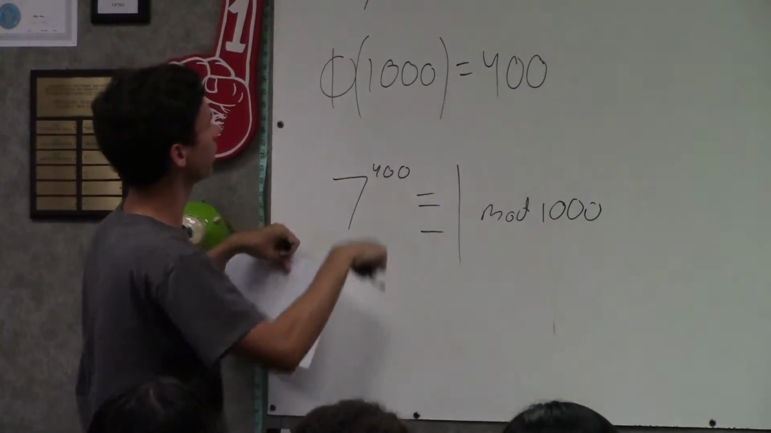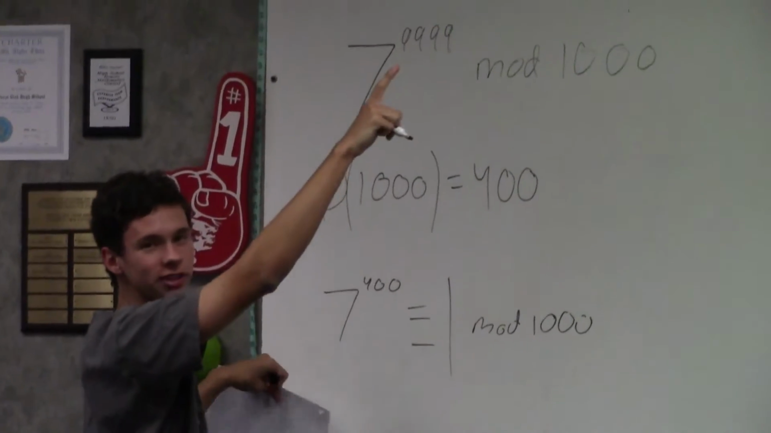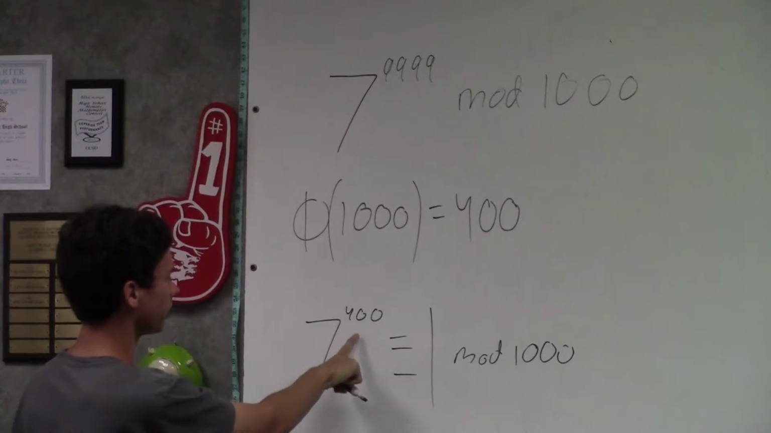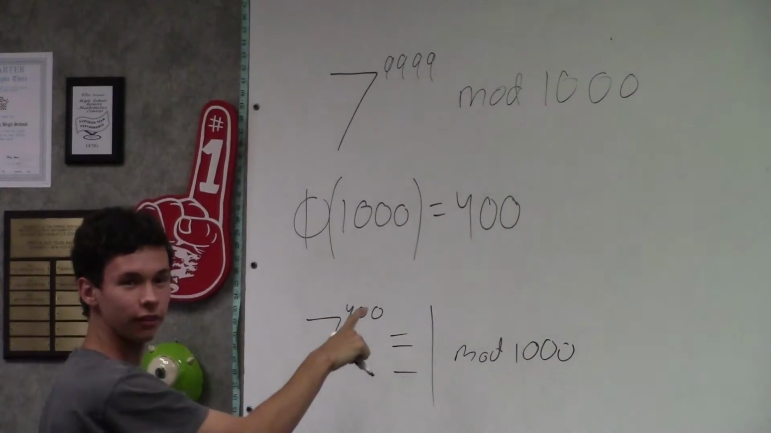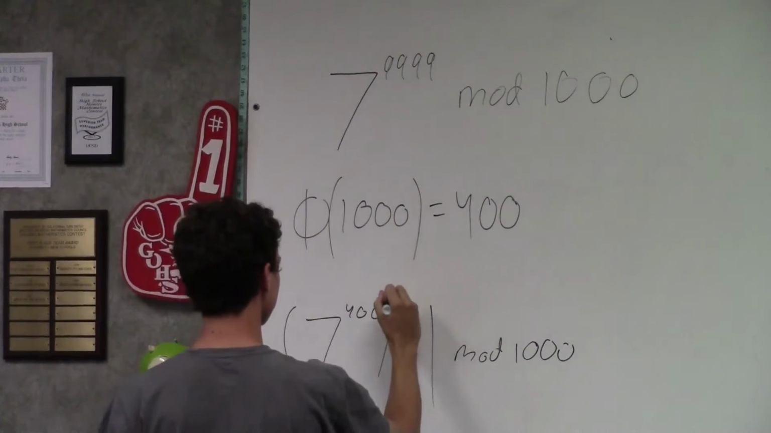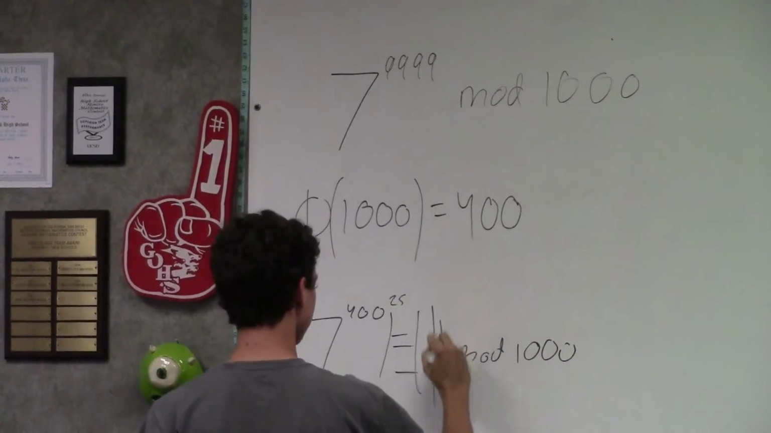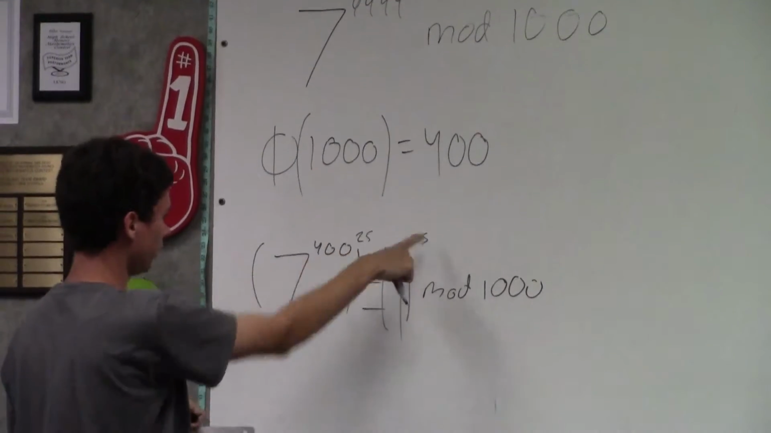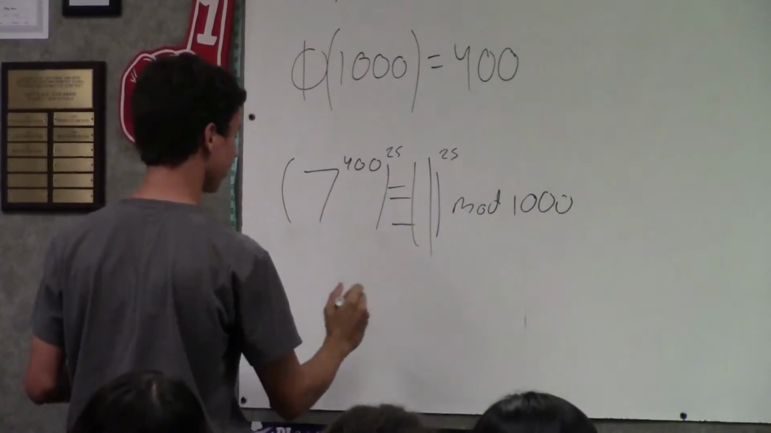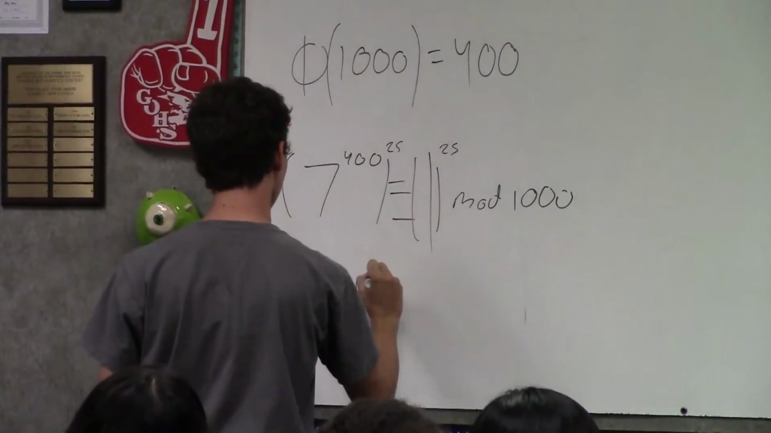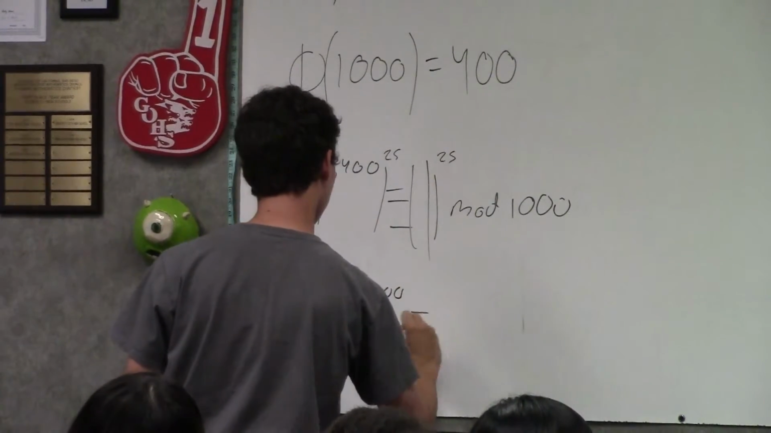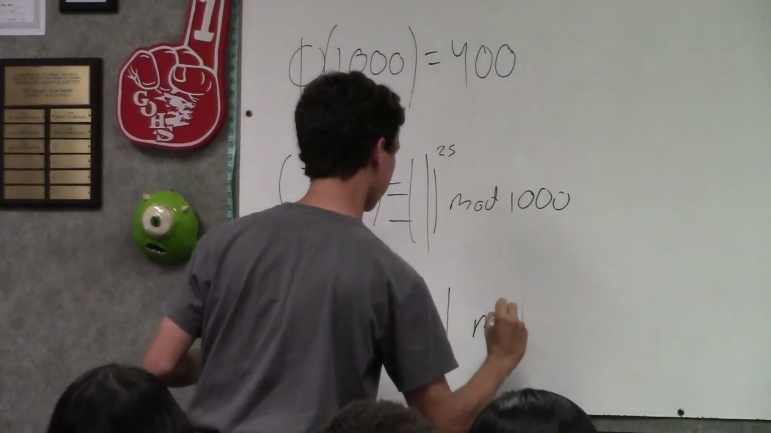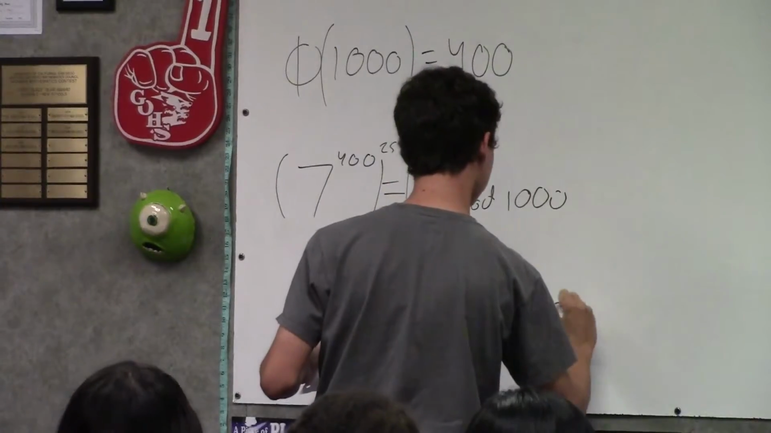We know that 9999 is almost 10,000. So what we can do is multiply 400 by 25, and basically raise this to the 25th, which means we raise the right side to the 25th also. But since 1 to the 25th is still 1, we're left with 7 to the 10,000 is still congruent to 1 mod 1,000.